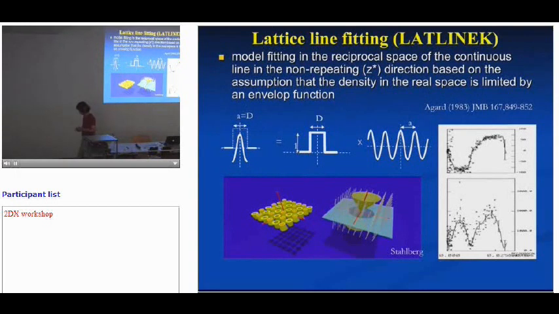Okay, so the next part I want to cover is lattice line fitting, and this is done in a program called Lat9K in MRC. The purpose of this is, instead of drawing the lattice line by hand, you will actually use a model that's a reasonable model to fit all your data in the Z star space.